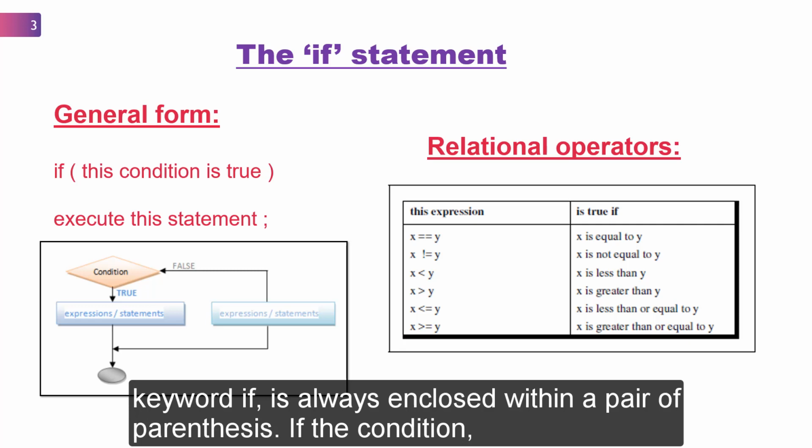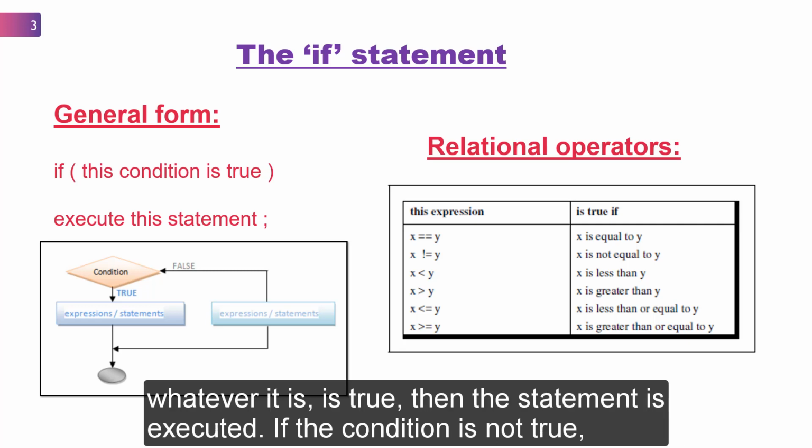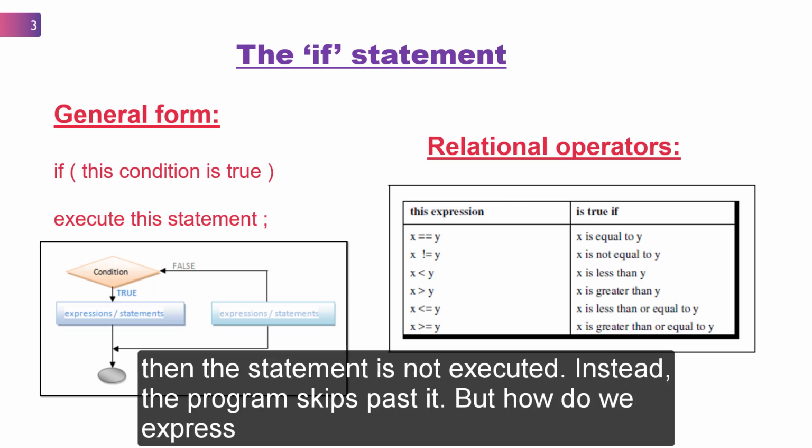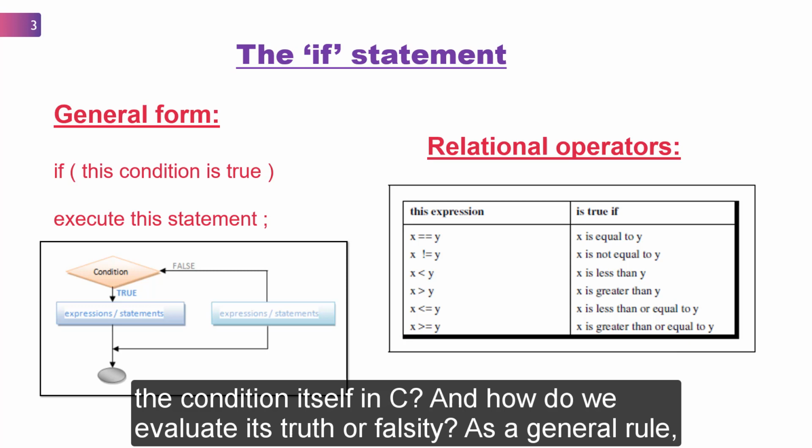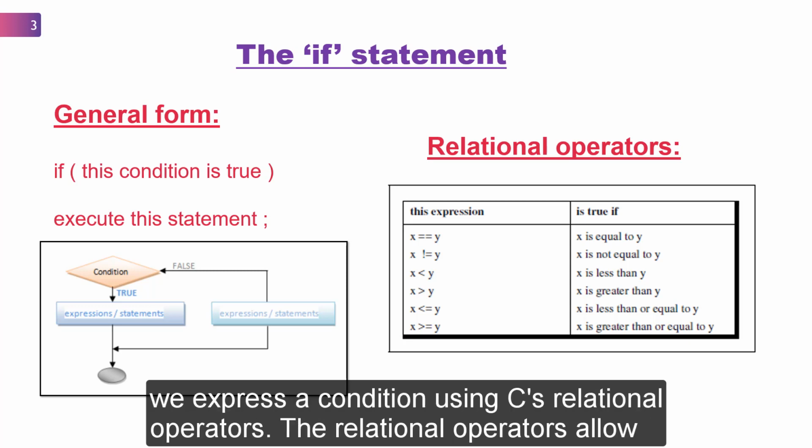If the condition, whatever it is, is true, then the statement is executed. If the condition is not true, then the statement is not executed. Instead, the program skips past it. But how do we express the condition itself in C, and how do we evaluate its truth or falsity? As a general rule, we express a condition using C's relational operators.